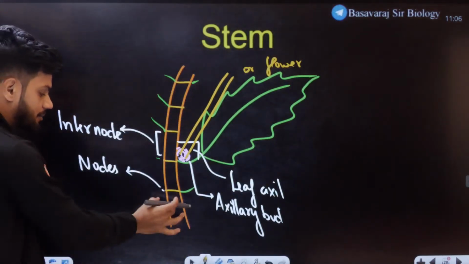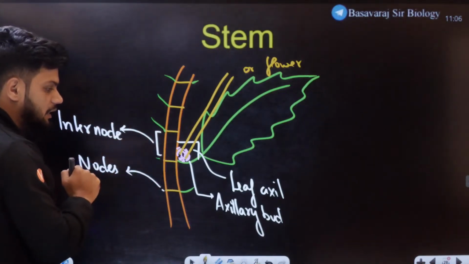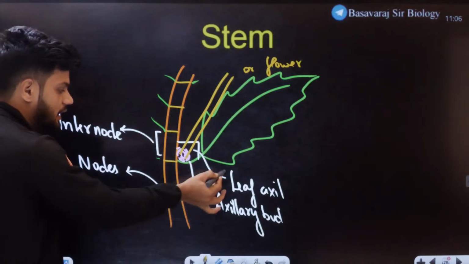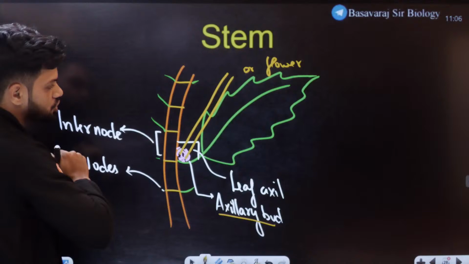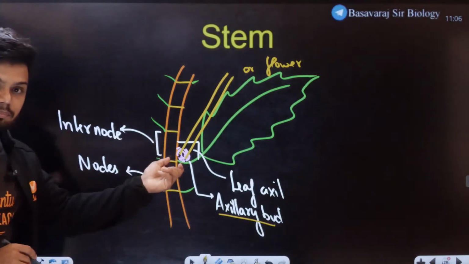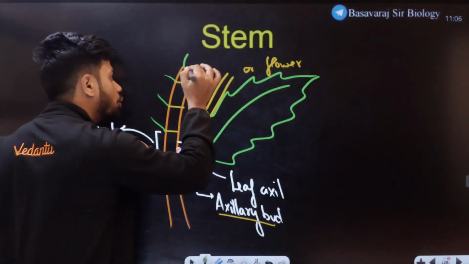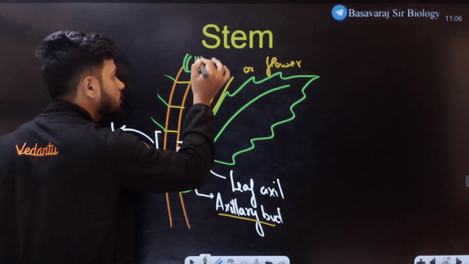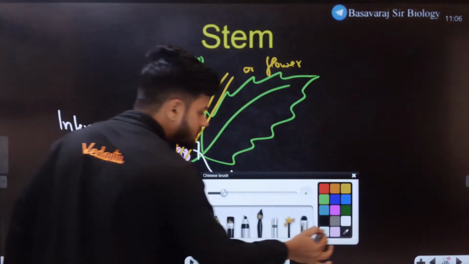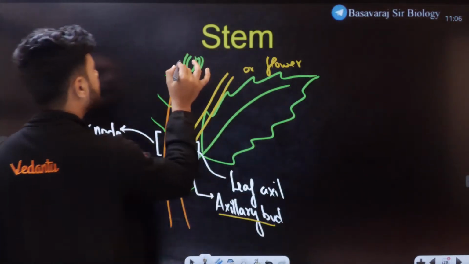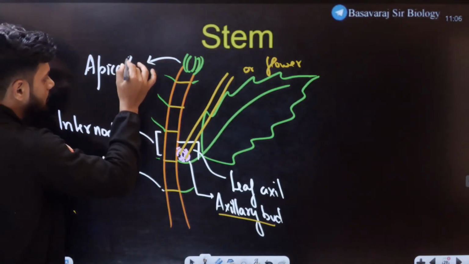So stem, nodes and internodes. Leaf is developing at a node. There is axillary bud in the leaf axil. Axillary bud is developing into a branch. Now students, this is an axillary bud. If this is an axillary bud right here, on top of it also we will have a bud here. Can anyone tell me what this bud is called? This bud here is called as apical bud. It is called as apical bud.